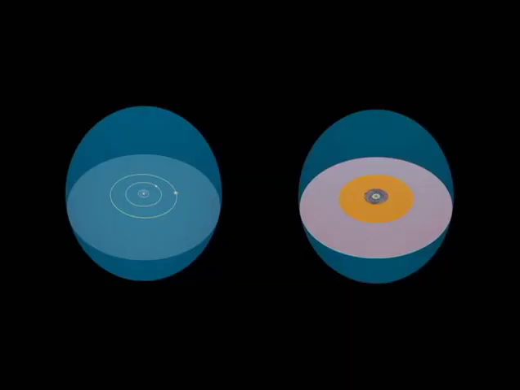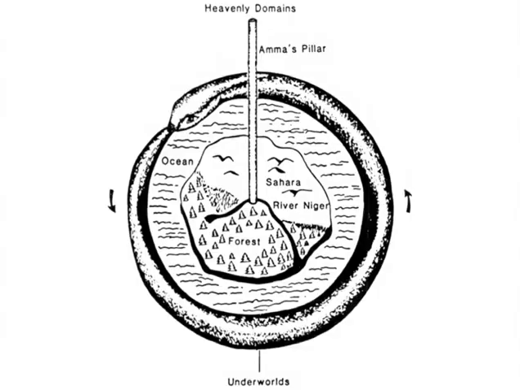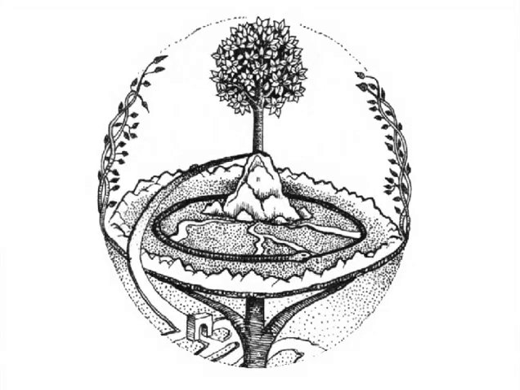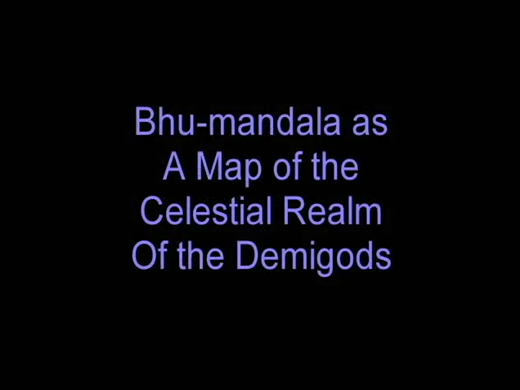This brings us back to our interpretation of Bhumandala, the circle of the earth, with the solar system. In India, it was traditional to identify the earth, or a localized part of the earth, with the heavens. We see the same thing in many traditions where the cosmic axis is identified with a mountain or cultural center. Bhumandala as a map of the celestial realm of the demigods.